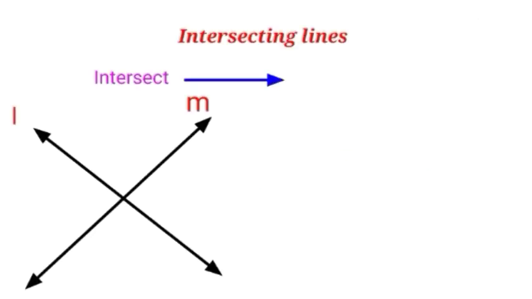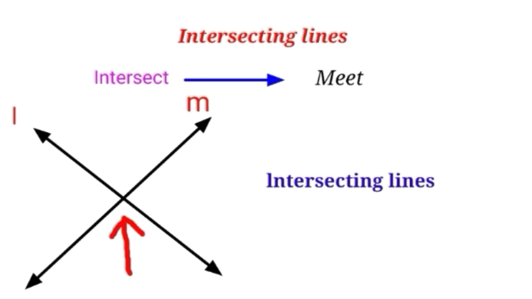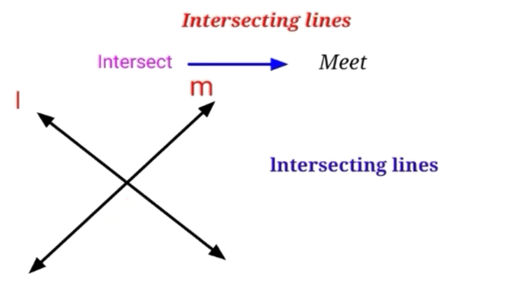Let us learn what intersecting lines are. The word intersect means meet. Two intersecting lines meet at exactly one point. In this figure, line L and line M meet at the point P. So, lines that meet at a common point are called intersecting lines. The common point where these lines meet is called the point of intersection. So, point P is the intersecting point.